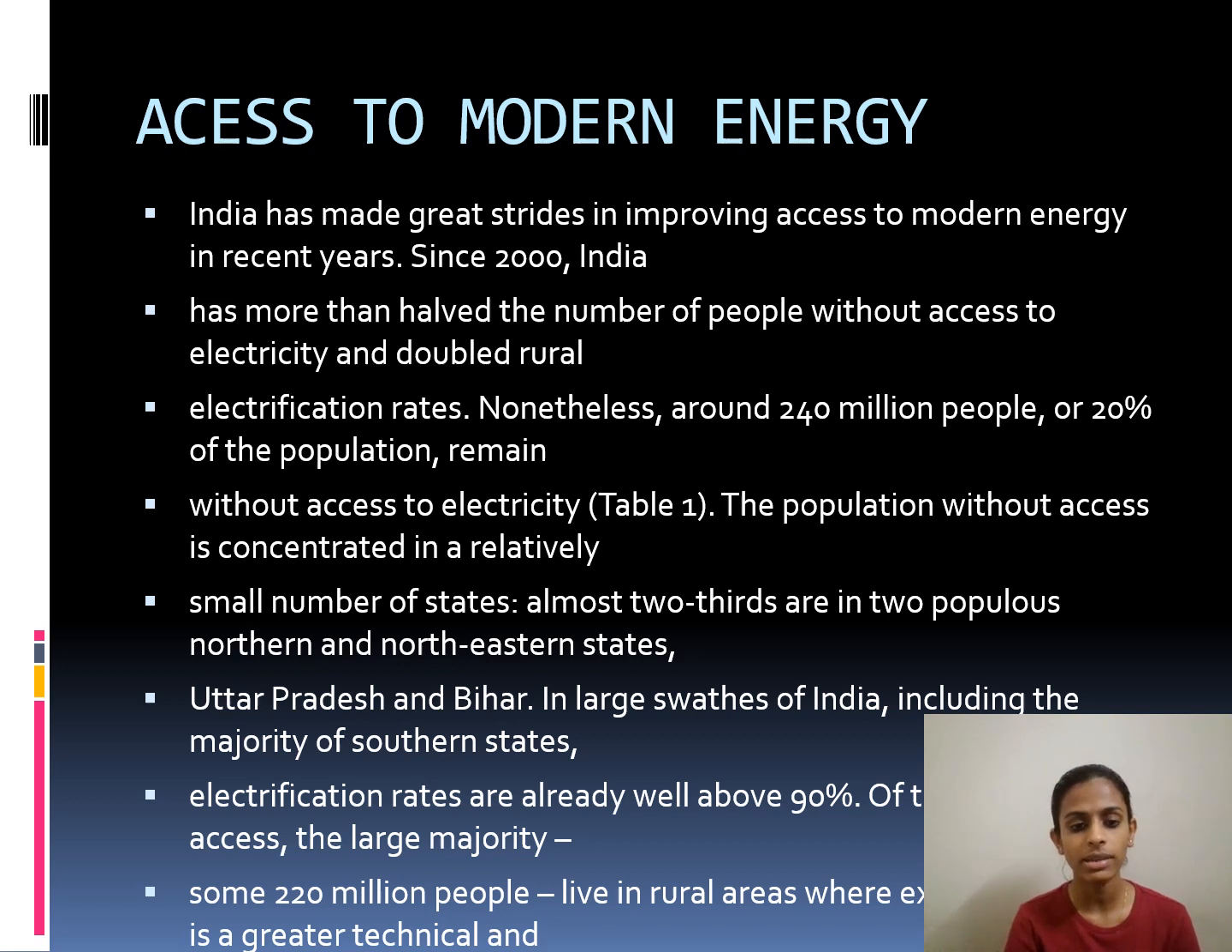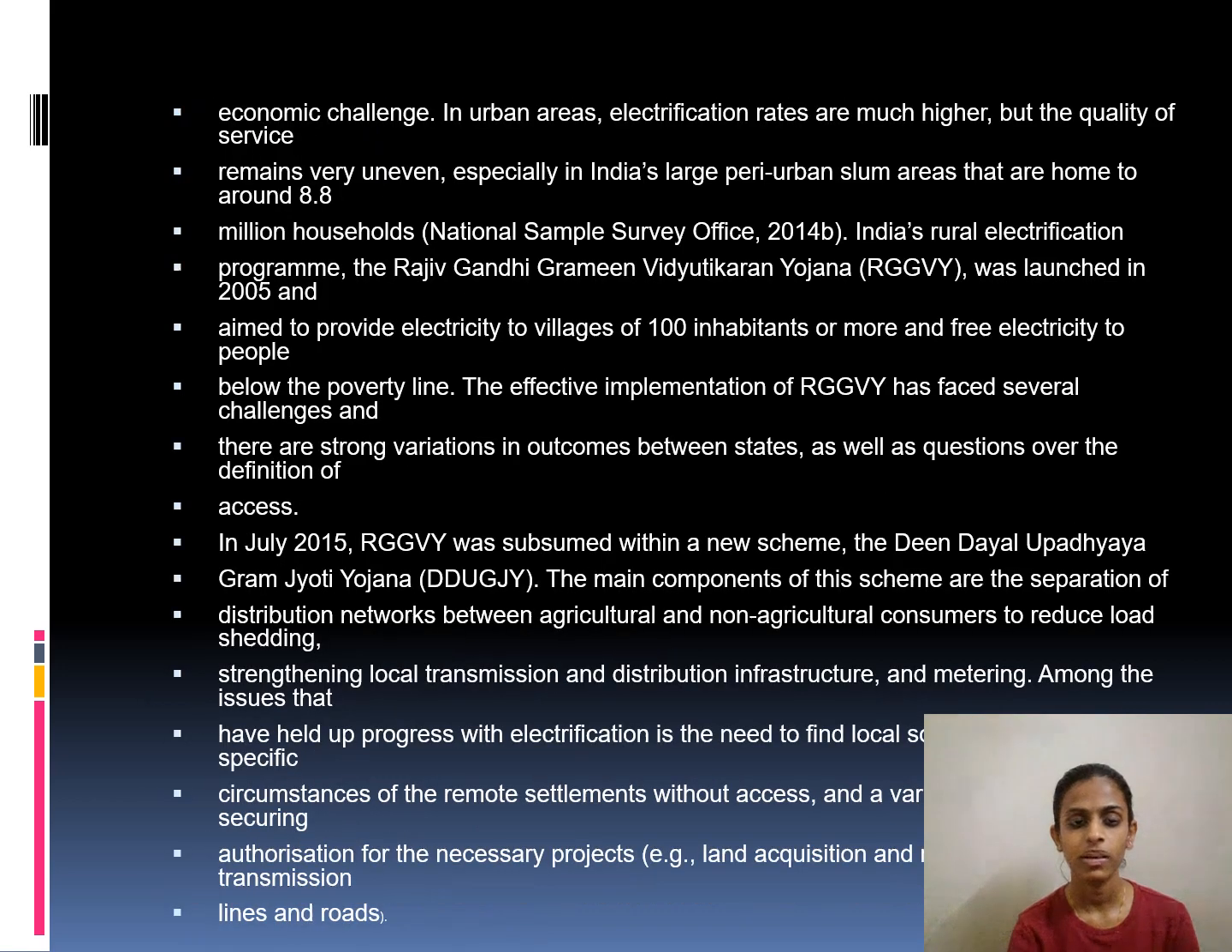The population without access is concentrated in a relatively small number of states. Almost two-thirds are in the two populous northern and northeastern states, Uttar Pradesh and Bihar. In large swathes of India, including the majority of southern states, electrification rates are already well above 90%. In urban areas, electrification rates are much higher, but the quality of service remains very uneven, especially in India's large peri-urban slum areas, which are home to around 8.8 million households.